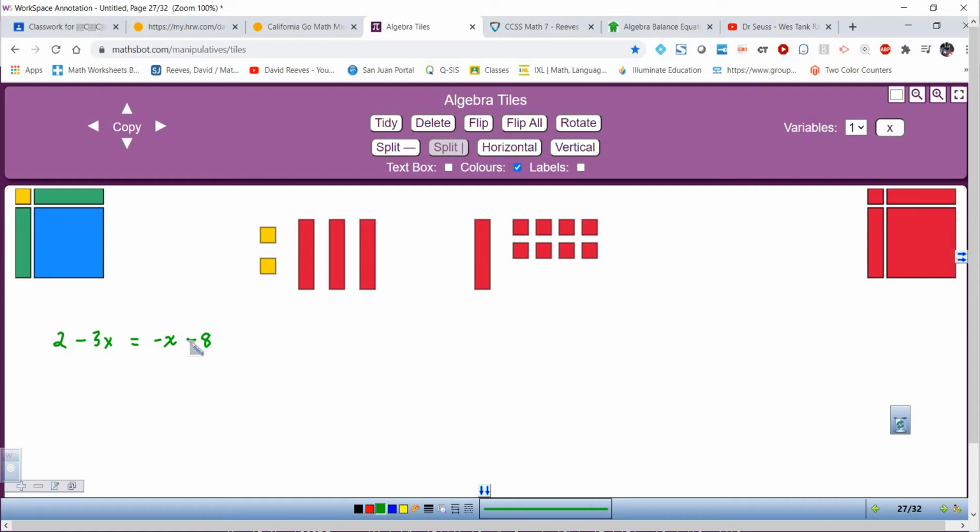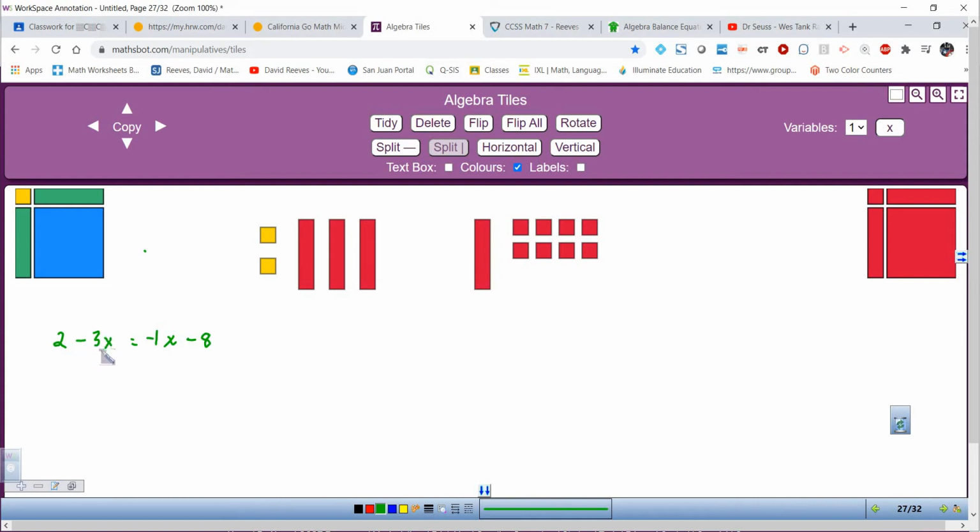Okay, so what do we want to do first? Now remember, if you're taking Mr. Reeves' advice, even though you have many options, my advice is to find the variable term with the smaller coefficient, all right, and eliminate that one. So what do we have here? We have a minus 3x and we have a minus x, and remember, this is the same as negative 1x, right? So negative 3 is smaller than negative 1. So this is the one I want to eliminate.